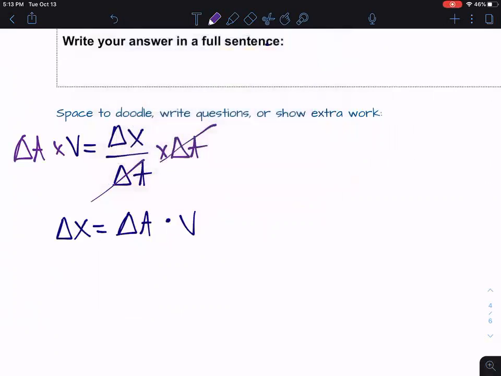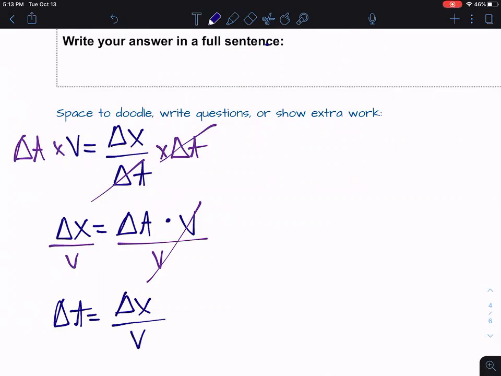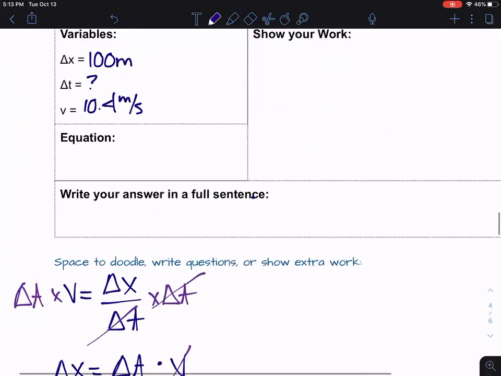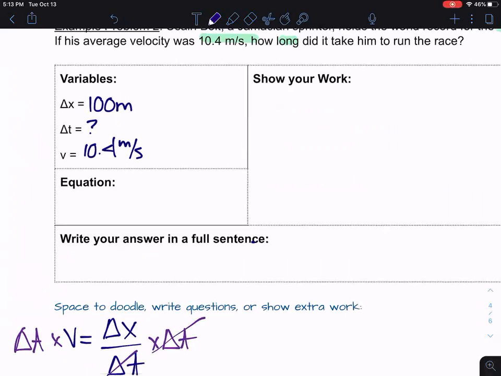So I'm going to come back over here, and I'm going to divide both sides by the velocity, right? These cross out. And then I write my new equation, delta t equals delta x over v. And that's really the equation I want to use, right? Where I have delta t, the variable I'm looking for, on one side, and then delta x over v on the other side, so I can plug in there. So let me come up here. So that was delta t equals delta x over v.